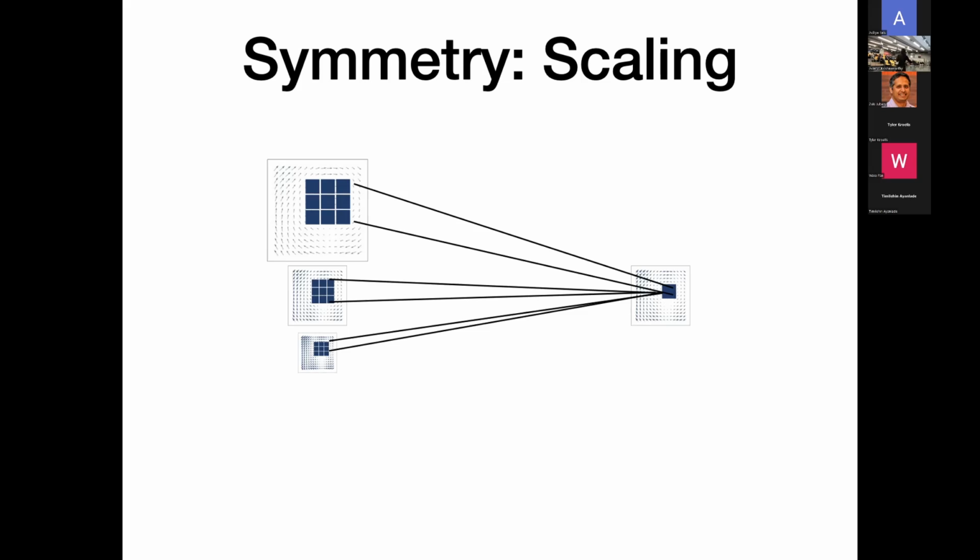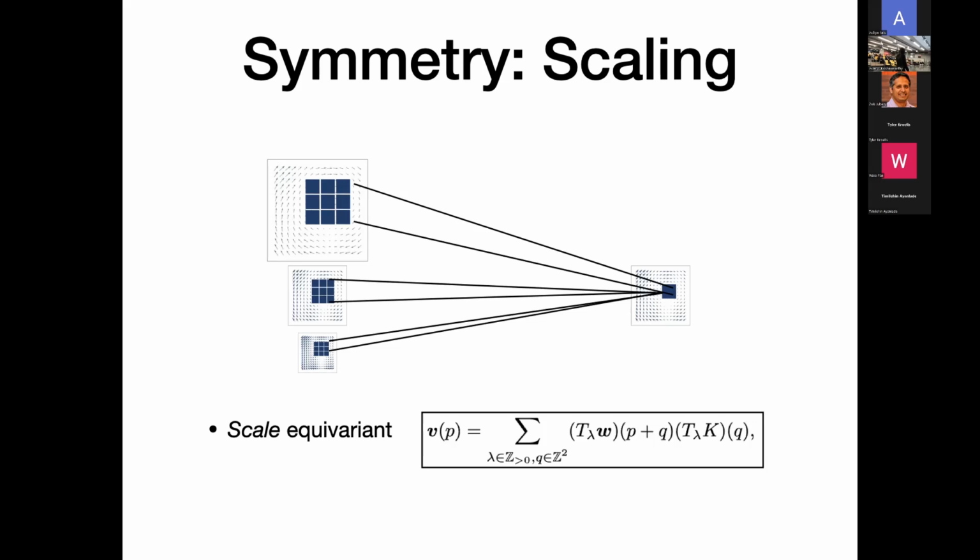But we actually have to account for the scaling operator, and that basically leads to this type of formula. The physical scaling coming from the dissociative equation, this scaling operator, is actually the scaling law of the dissociative equation. So we can use the dissociative scaling law, plug that into the operator in the convolutional kernel, and this will give us the feature map V of P as the output of the CNN, which are scale equivariant.